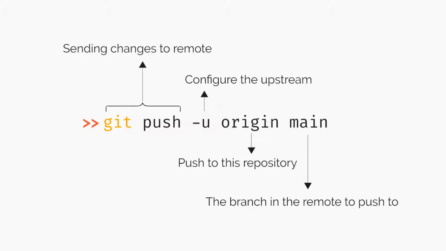We added a remote called origin. So whenever I use the command git push, it should send the changes over to the origin remote, and particularly the main branch in the origin remote. So only the first time I have to use this command called git push -u origin main. Further we can use simply a git push.